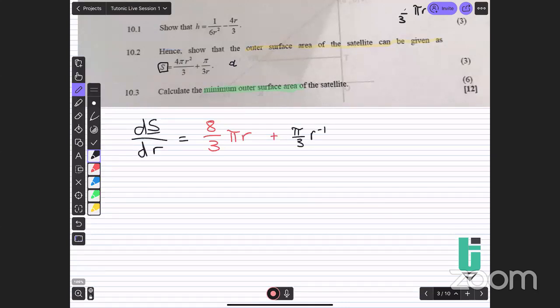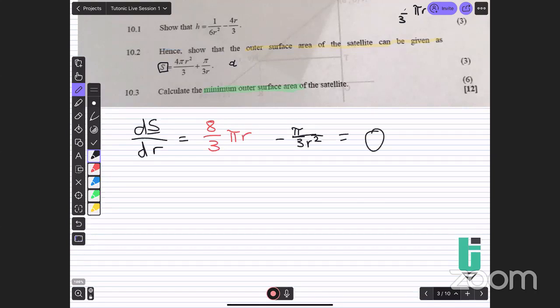So it'll be negative pi over 3 times r to the power negative 2, which you can then bring the r squared down again into the denominator. And what about this equation? The derivative will be equal to 0.